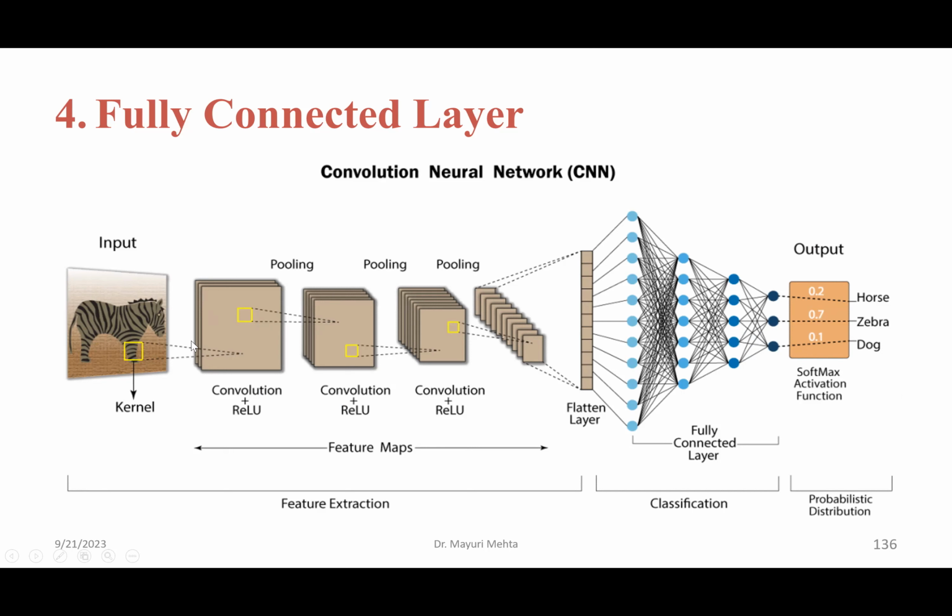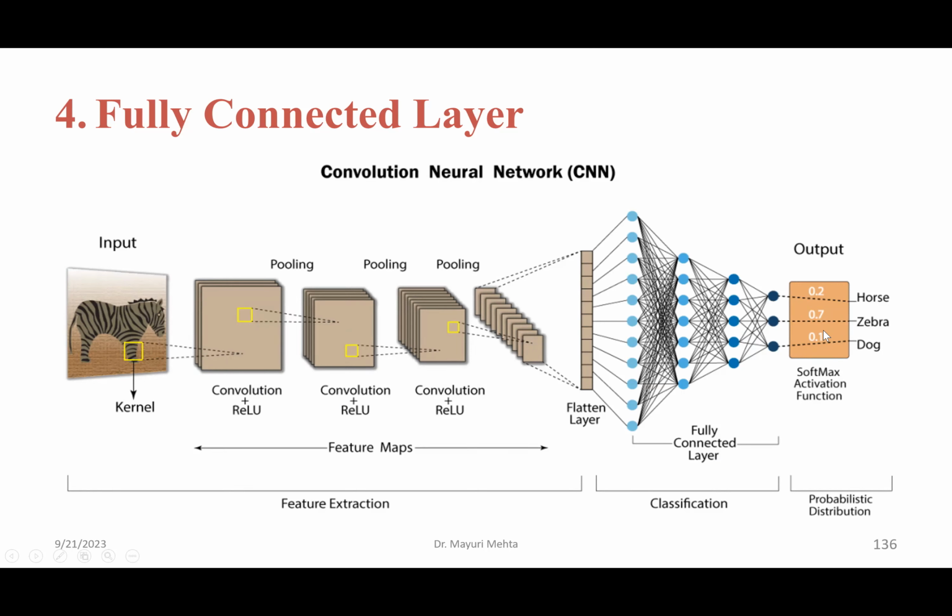Okay, and when you feed this image to this convolutional neural network, it learns features, and finally यहाँ पे probability आएगी like this: what is the probability that this image is of horse, what is the probability that this image is of zebra, and what is the probability that this image is of dog. So you can see the probability 0.2, 0.7, 0.1.